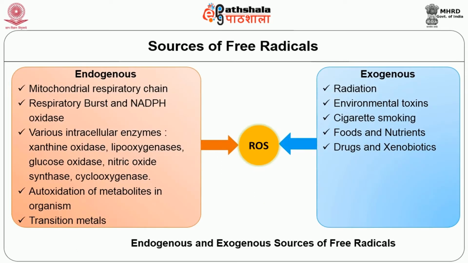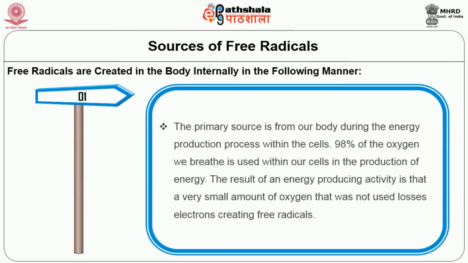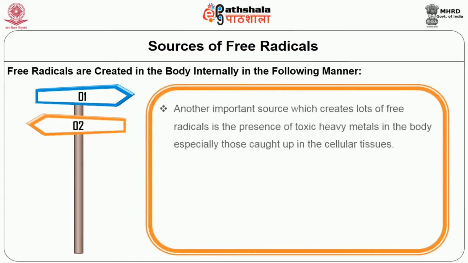These are the sources of free radicals: endogenous sources and exogenous sources. The primary source is from our body during the energy production process within the cells. 98% of the oxygen we breathe is used within our cells in the production of energy. The result of an energy producing activity is that a very small amount of oxygen that was not used loses electrons, creating free radicals.